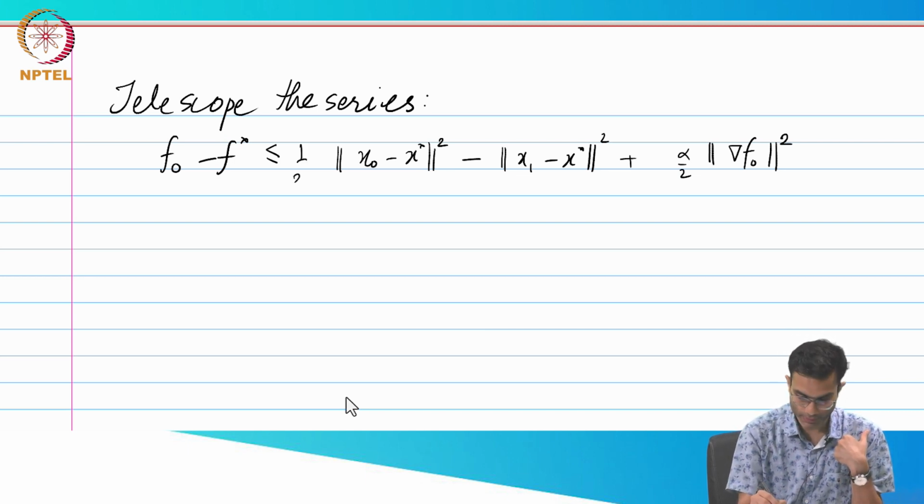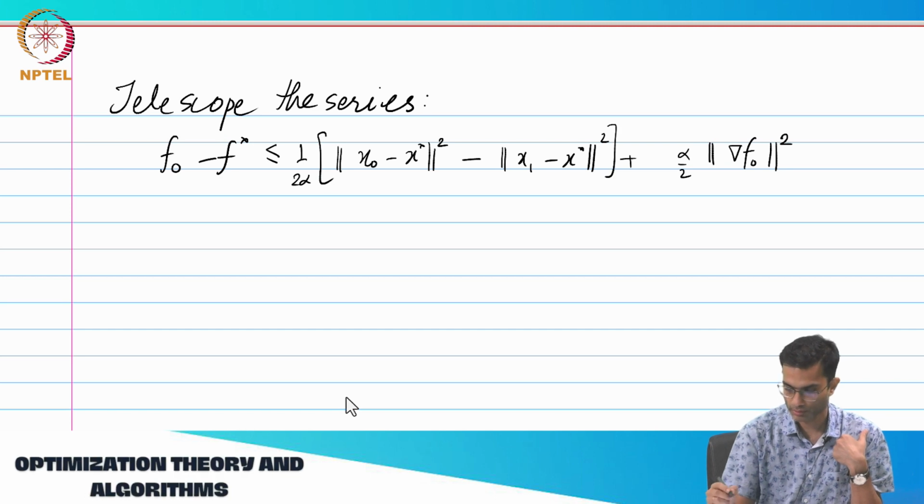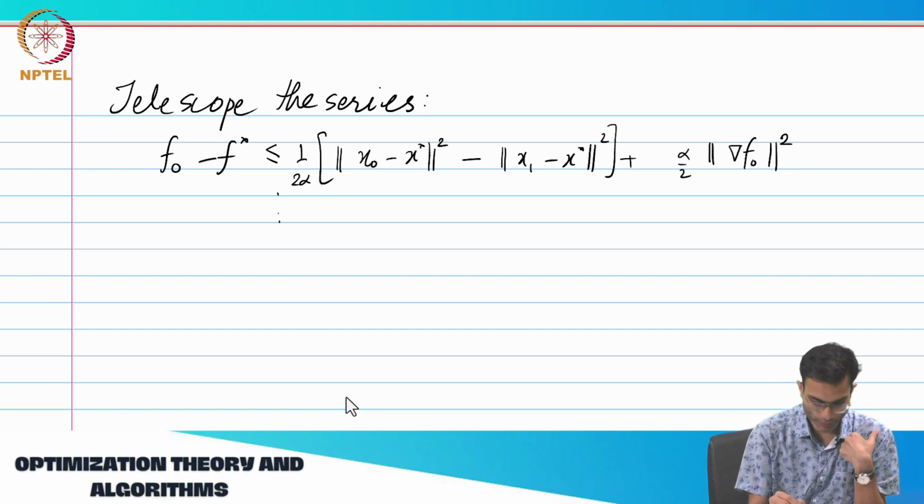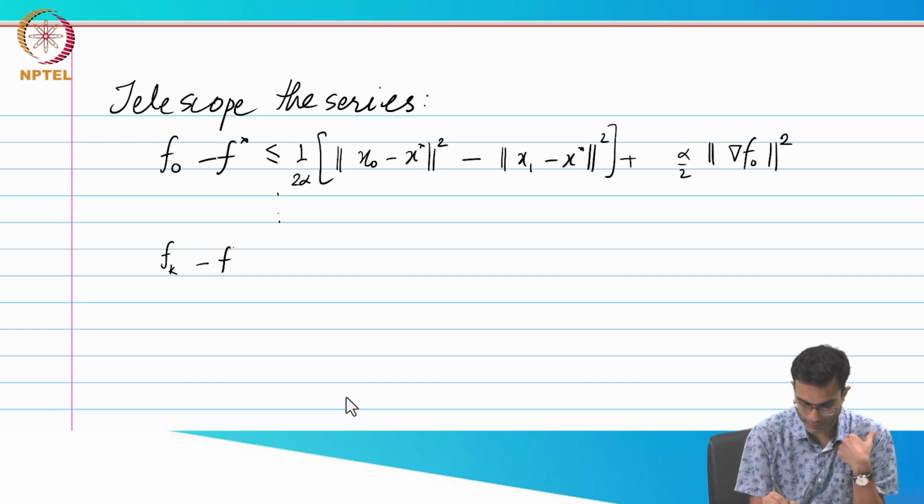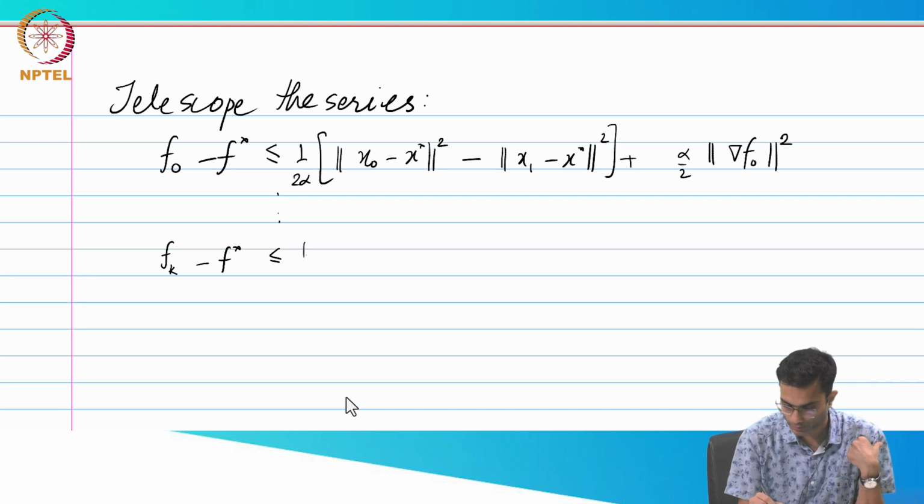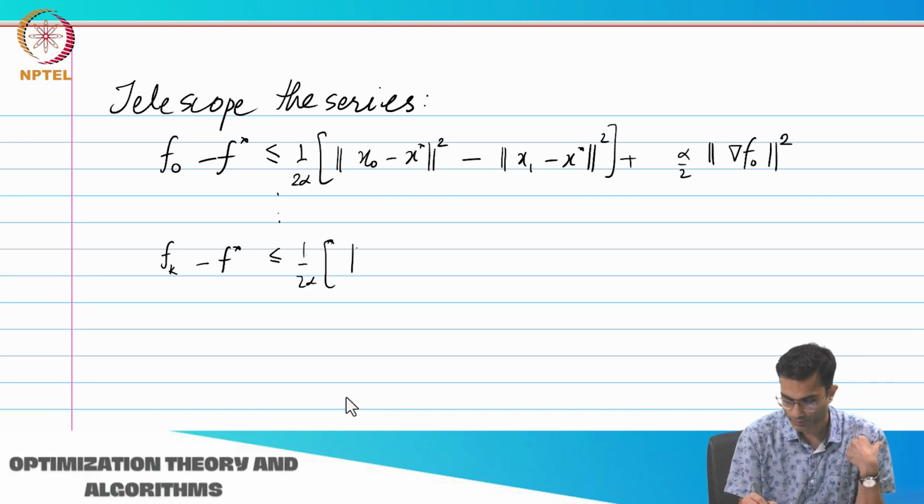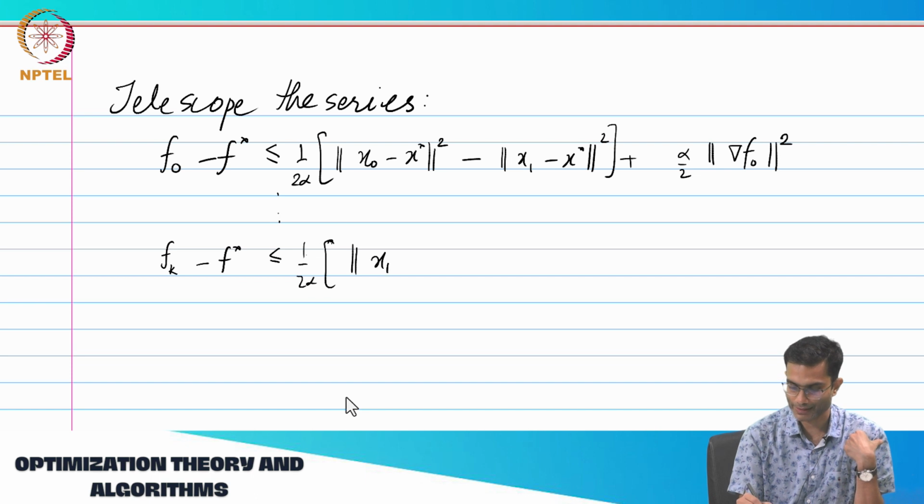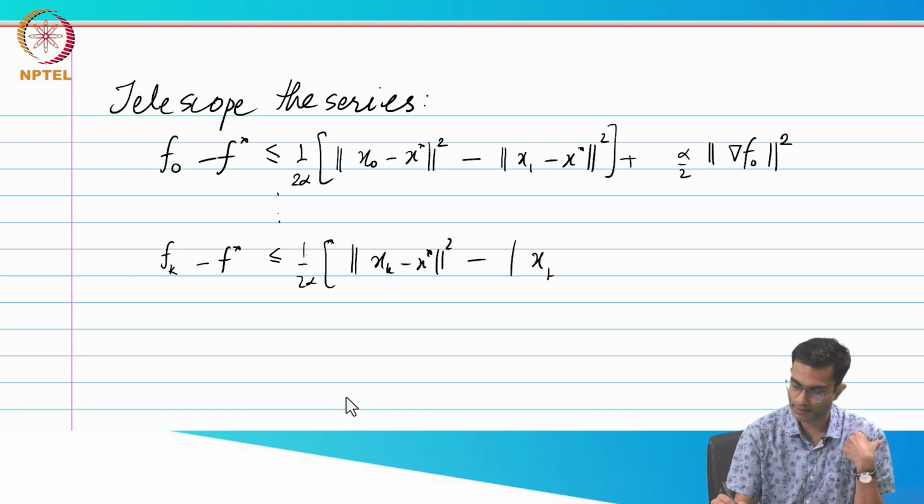1 by 2 alpha. Okay. Now if I keep going like this, I am going to get finally fk minus f star, supposing I write it like this. This 1 by 2 alpha is there. What am I going to get? This is going to be xk minus x star squared minus xk plus 1 minus x star squared, right?